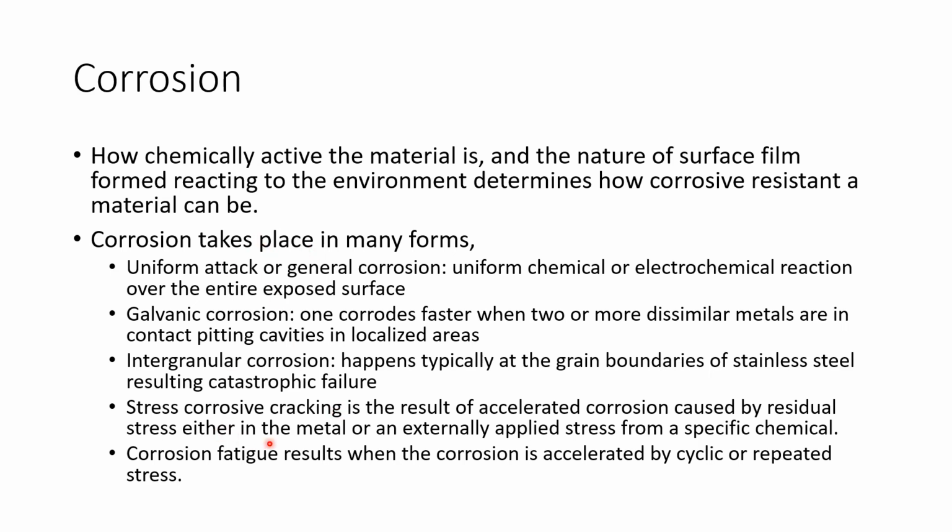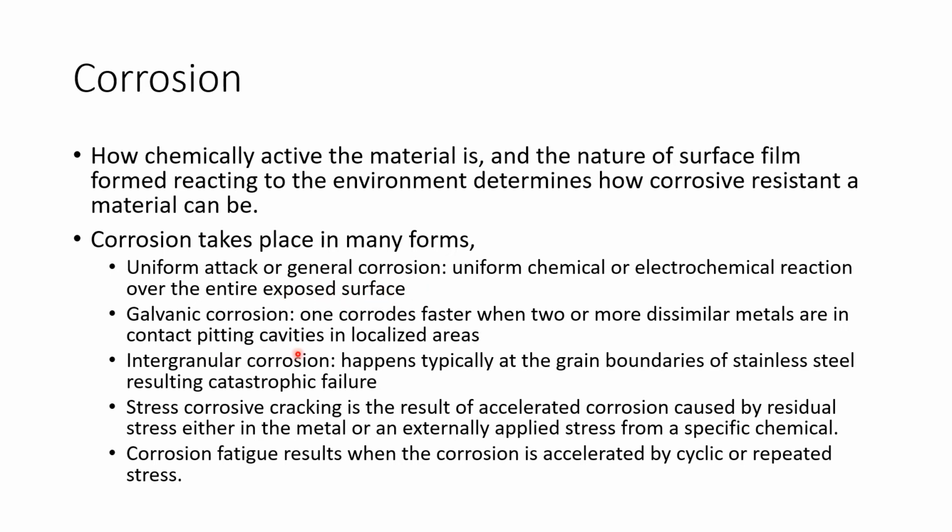So corrosion takes place in many forms. These are different types of corrosion. The very first one is when they corrode uniformly. We call that uniform attack. It's just a general corrosion. What's going on is you have a chemical or electrochemical reaction, and that's usually happening on the exposed surface.